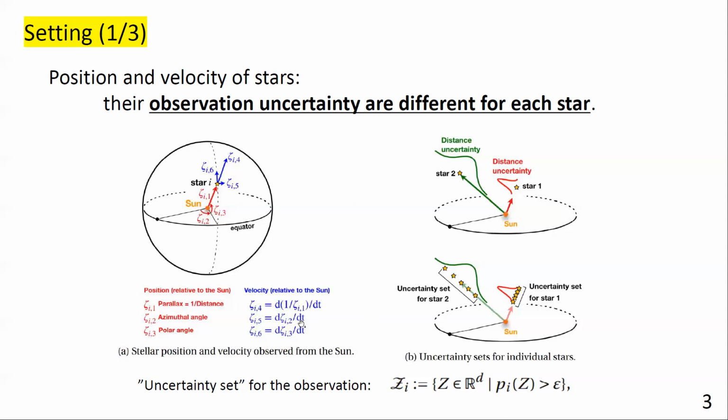So in this talk, the individual star is represented by an index i, and each star is assumed to have some probability density p_i. And we specify some threshold epsilon here. And then we define the uncertainty set Z_i for each observation. So this is the first setting. And we assume that we have observed the uncertainty set Z_i for each star i. And typically we assume the normal distribution for the probability density p_i.